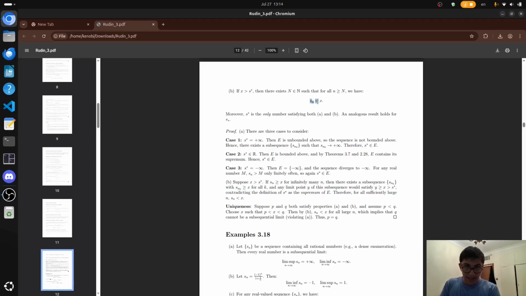Okay, this is what we're assuming. We're assuming the exact opposite. And any limit point y of the subsequence would satisfy y is greater than or equal to X, which is greater than S star. So that means there's a limit point greater than S star, right? So it contradicts the definition of the supremum. That's basically what I was trying to say in other words in the beginning. Therefore, for all sufficiently large n, Sn is less than X. And you can see the proof for the uniqueness here.